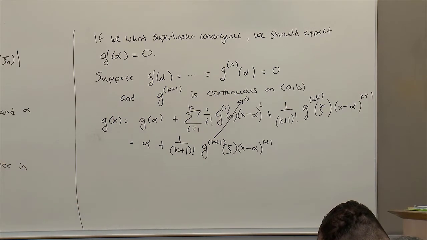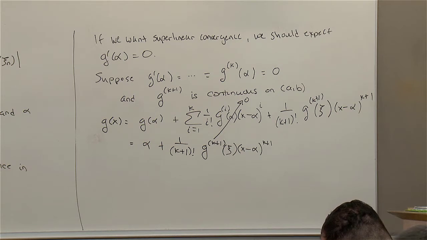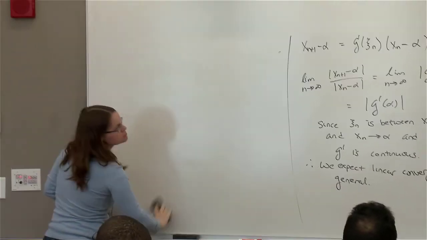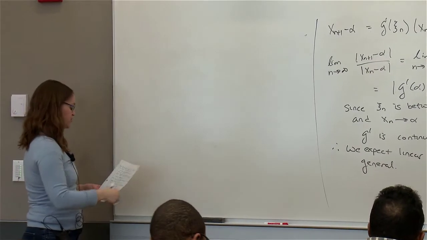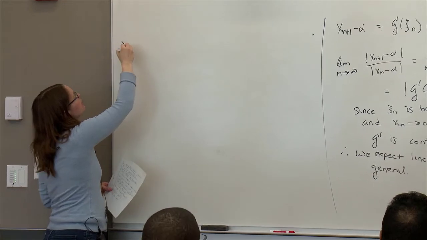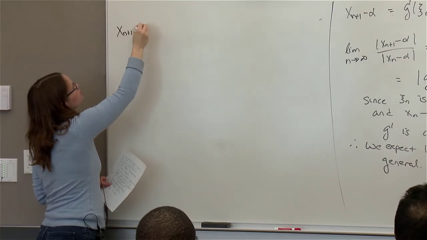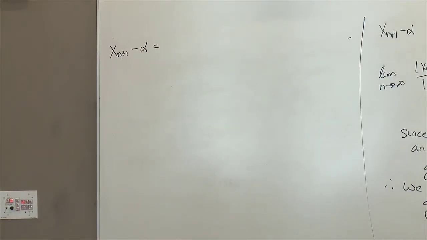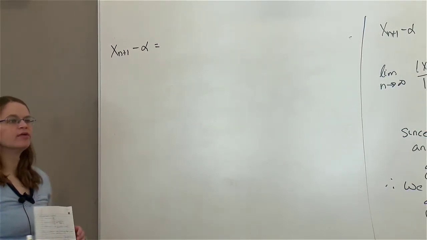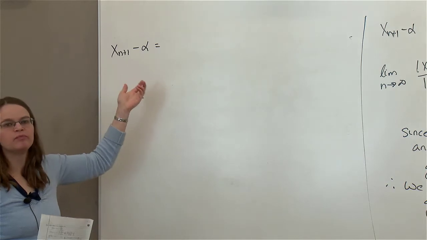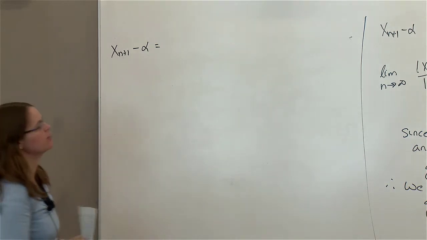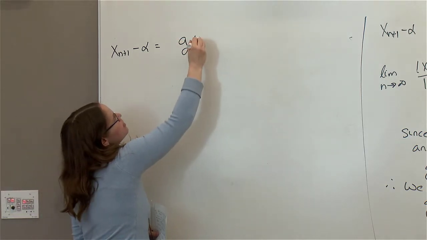Okay, so that's for the function g. Now we're going to feed this into our convergence analysis. So what are we doing? Our convergence analysis, of course, we look at x_{n+1} minus alpha. And we say, well, this is the usual thing. Where does this come from? Let's plug in the method to see where it came from. It came from g of x_n.